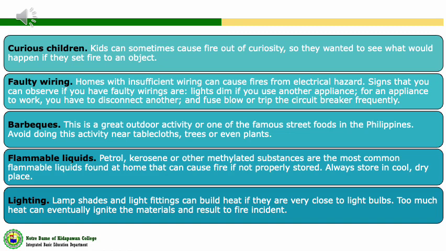Then we also have faulty wiring. Homes with insufficient wiring can cause fires from electrical hazards. Signs that you can observe if you have faulty wiring are: first, lights dim if you use an appliance. For an appliance to work, you have to disconnect another, and fuses blow up or circuit breakers trip frequently.